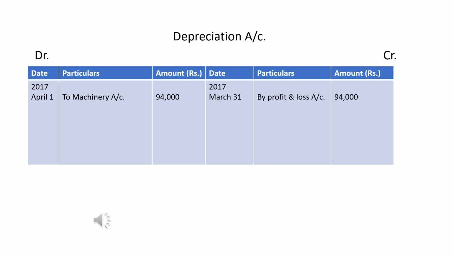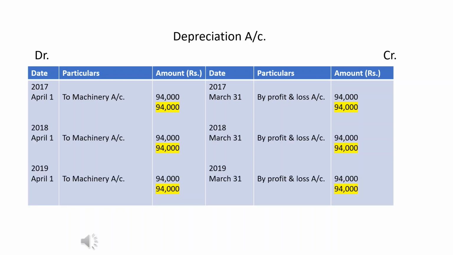So we will write that on the credit side, 2017 on the top, that is the year. After that, we will write the month and the date, and under particulars, we will write by profit and loss account because the depreciation balance will be carried to profit and loss account now. And under the amount, the same amount will come, that is 94,000 rupees. For completing the first year, that is 2017, now just make a total of both the sides, that is 94,000 each. In the same manner, we can prepare depreciation account for 3 years, that is 2017, 18 and 19.